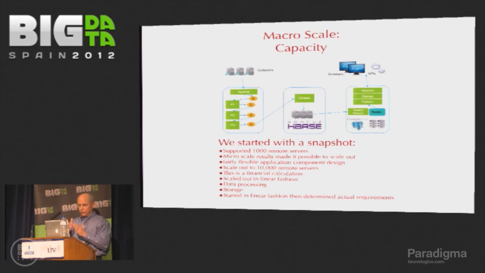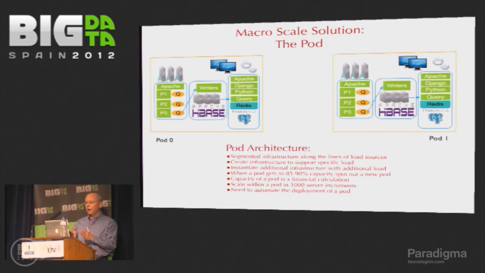So we said that we wanted to be able to support 10,000 remote servers in one instance of this architecture. And so we segmented that architecture around the load lines, and we said, okay, we're going to build one instance of this architecture to support 10,000 remote servers. When we get to 85-90% of that capacity, we instantiate a second pod that we can then do the next 10,000 and the next 10,000 and so forth. And you just keep stamping out pods as you go. Then we looked at how to scale within the pod in 1,000 server increments. So we could do a first instance that would support 1,000 remote connectors or collectors. We could add another node in the pod to do 2,000 and so forth, up to 10,000, you're done.